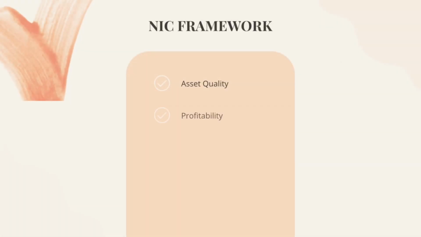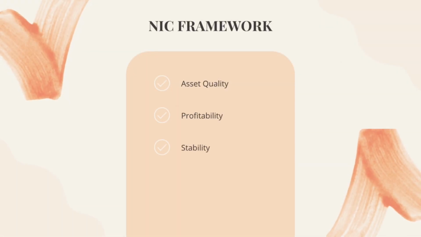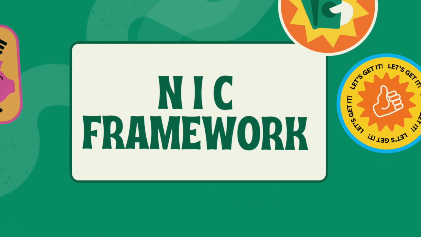There are dozens of ratios to analyze the balance sheet of a bank or an NBFC. But what if I tell you you need only three to judge its true strength? That reveals the asset quality, profitability, and stability. I call it the NIC Framework.